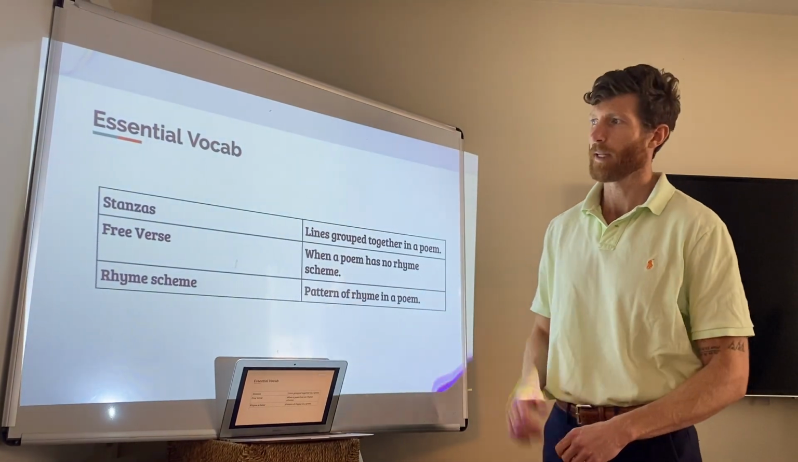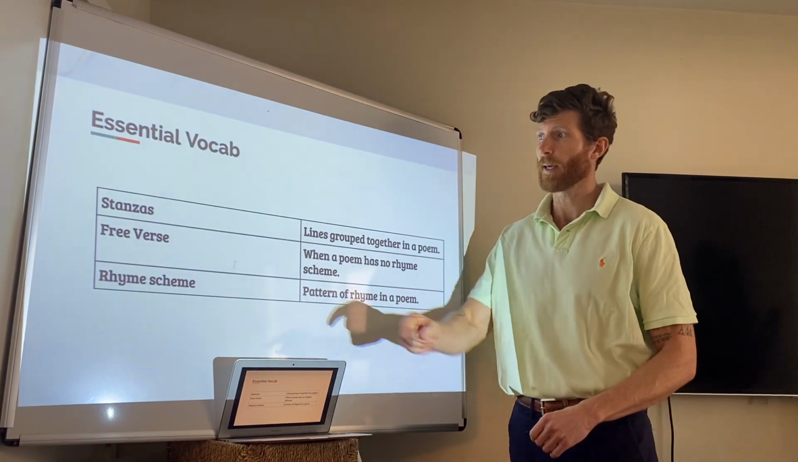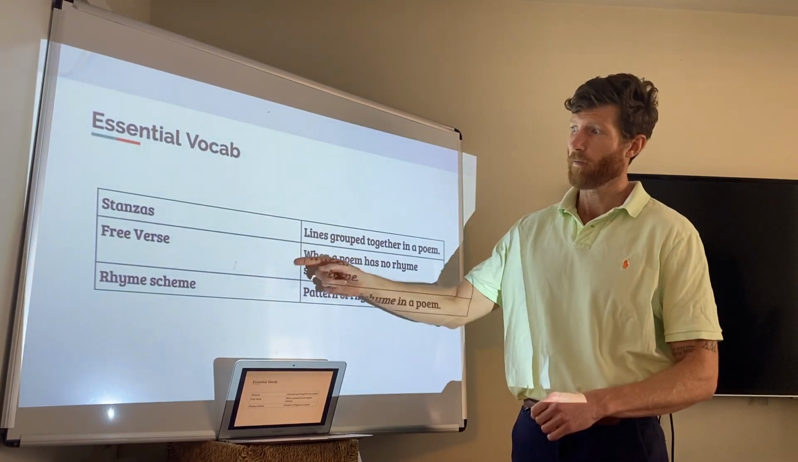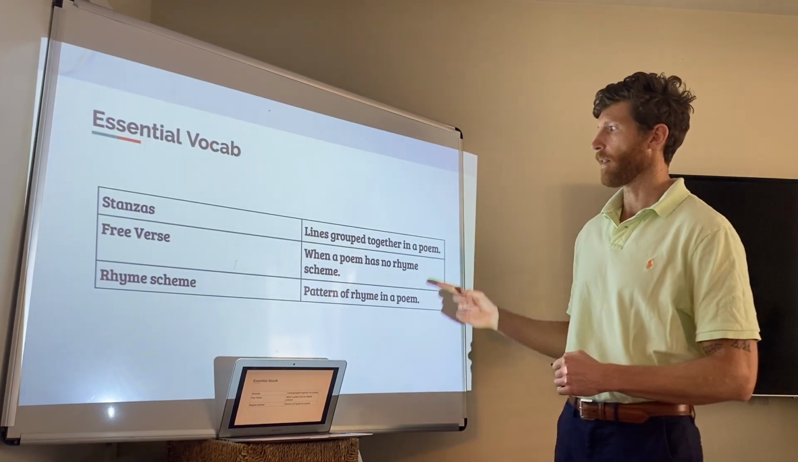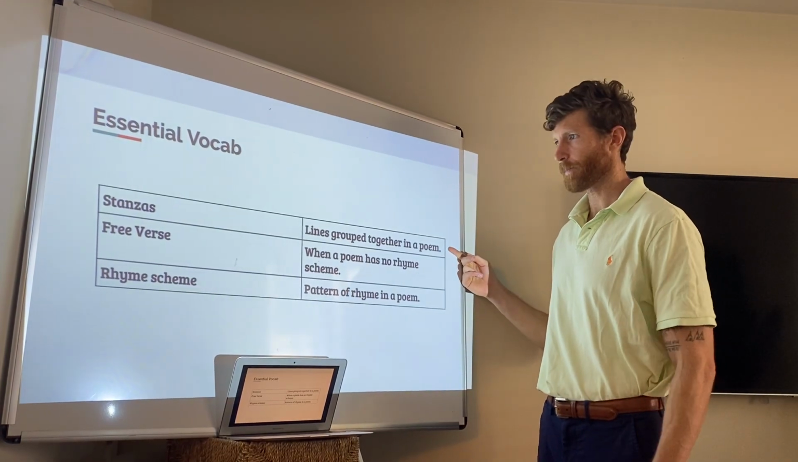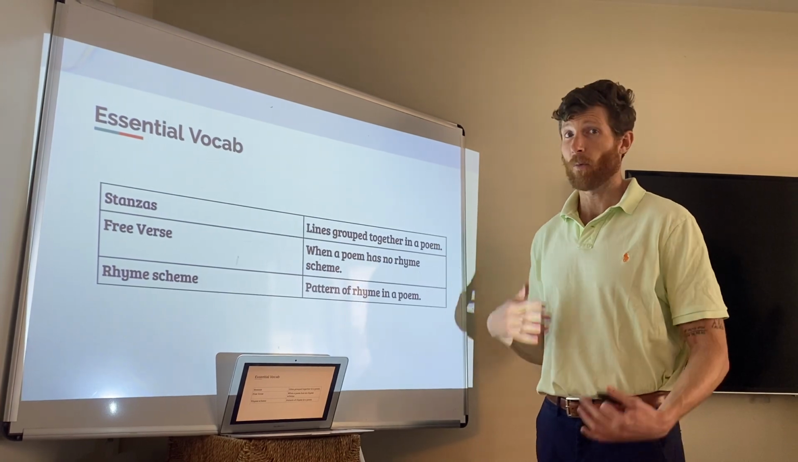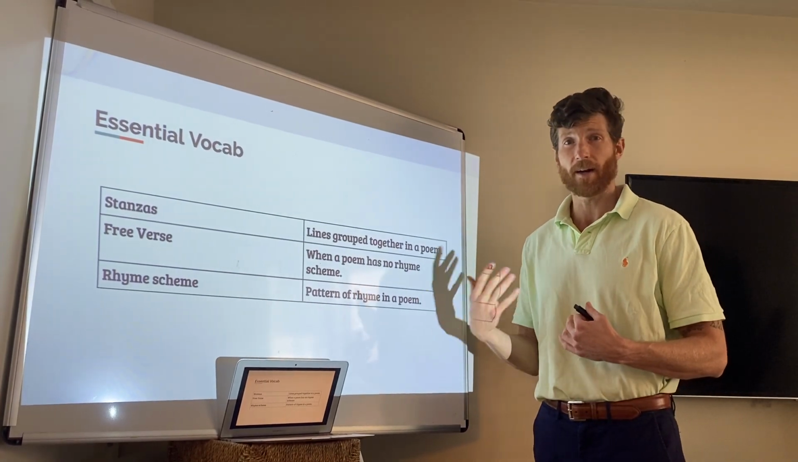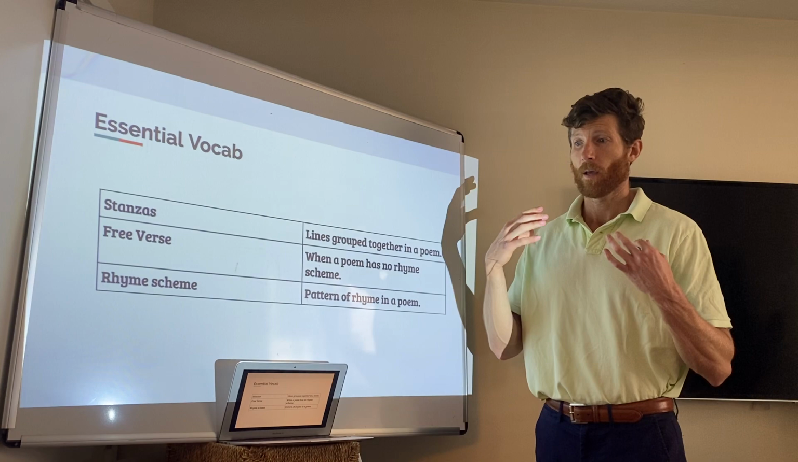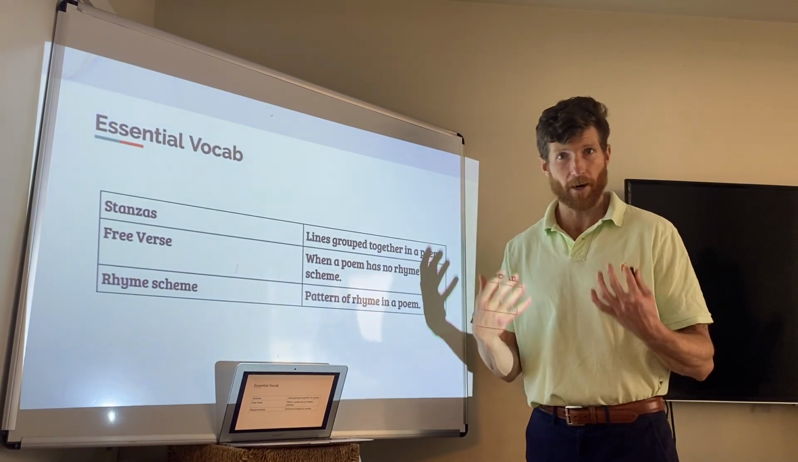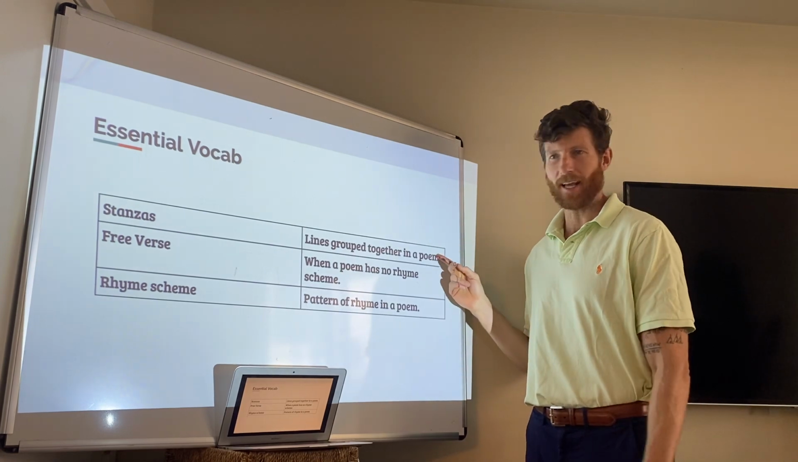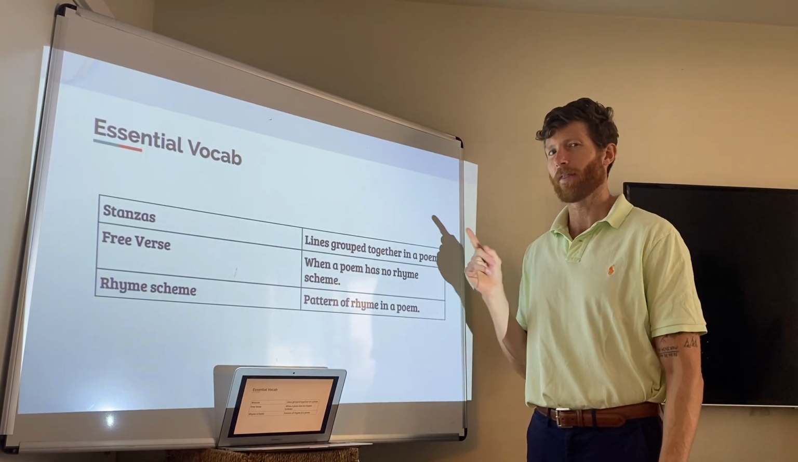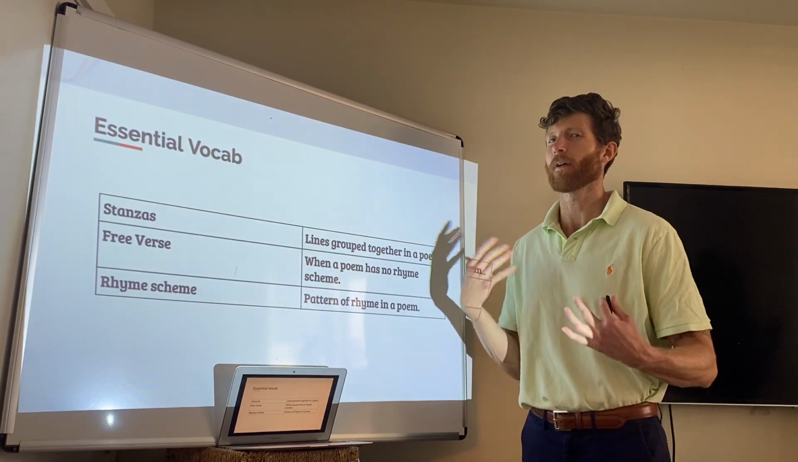Today we're going to be focusing specifically on stanzas, free verse, and rhyme scheme. Stanzas are lines grouped together in a poem. This is like the way that in a text or a novel, words are grouped by paragraphs. In poems, words are grouped by stanzas. So a way to think about a stanza would be like a paragraph in a poem.